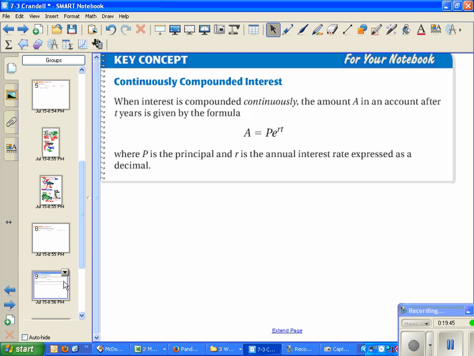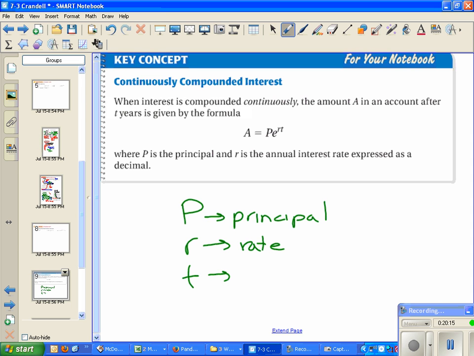And then now we have continuously compounded interest. This is what most people use. Instead of compounding it quarterly or daily or monthly, now it's compounded continuously, which is where E comes into play. So P is the principal. Again, write this down so you get full credit tomorrow. R is the rate, and T is time. So it's a lot simpler than our other version.